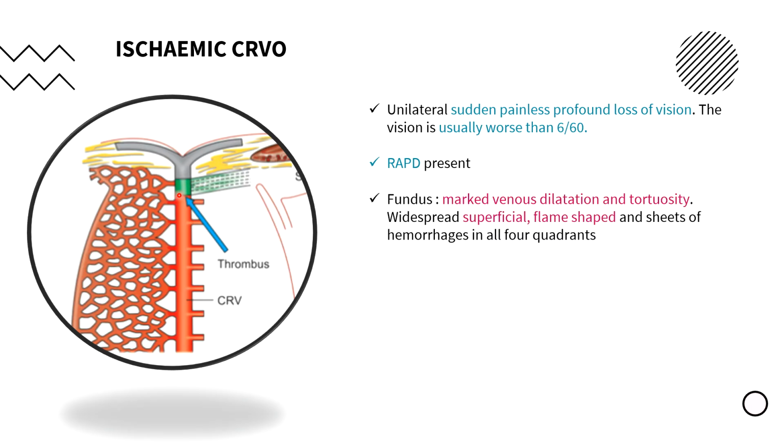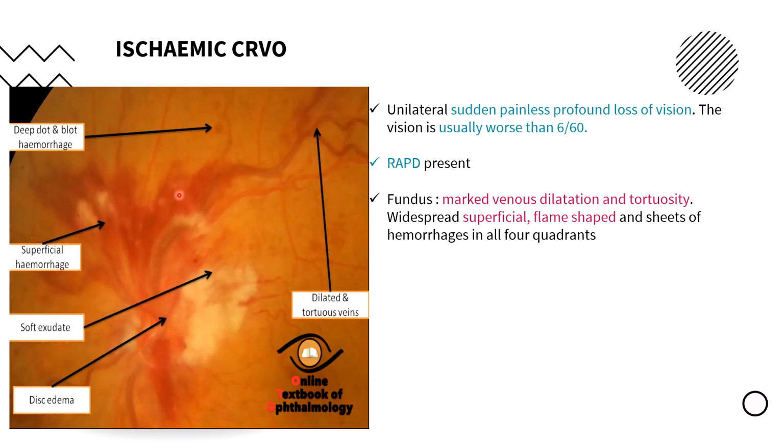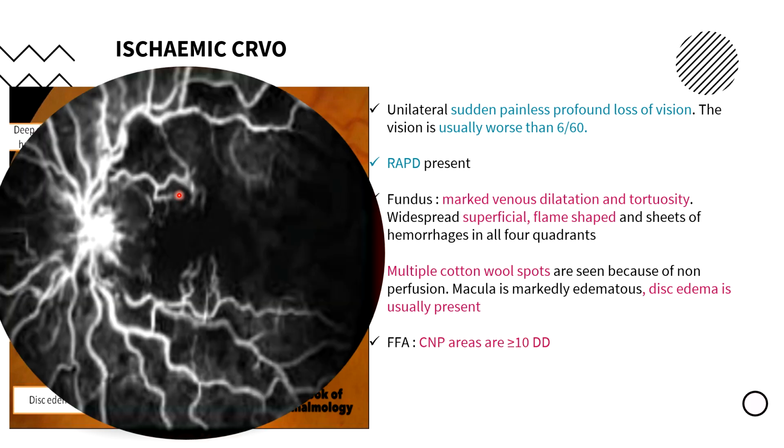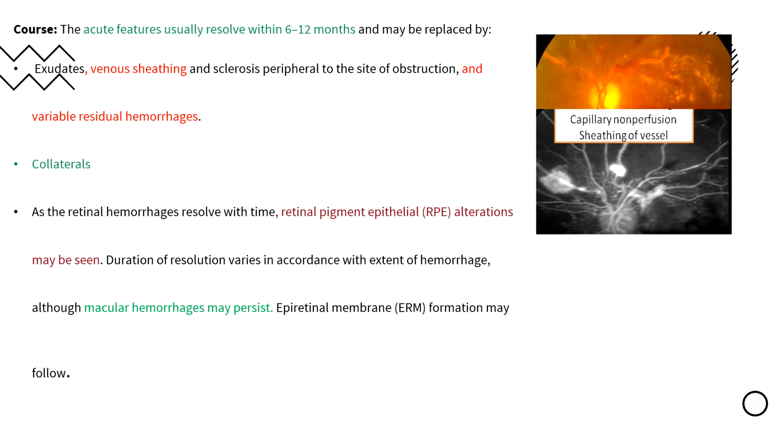Here RAPD is present and the fundus shows marked venous dilatation and tortuosity, widespread superficial and flame-shaped hemorrhages present in all four quadrants. Multiple cotton wool spots are seen because of non-perfusion, and the macula is markedly edematous. Disc edema is usually present. FFA shows capillary non-perfusion areas of more than 10 disc diameters, and the ERG shows reduced B wave amplitude and reduced B to A ratio.